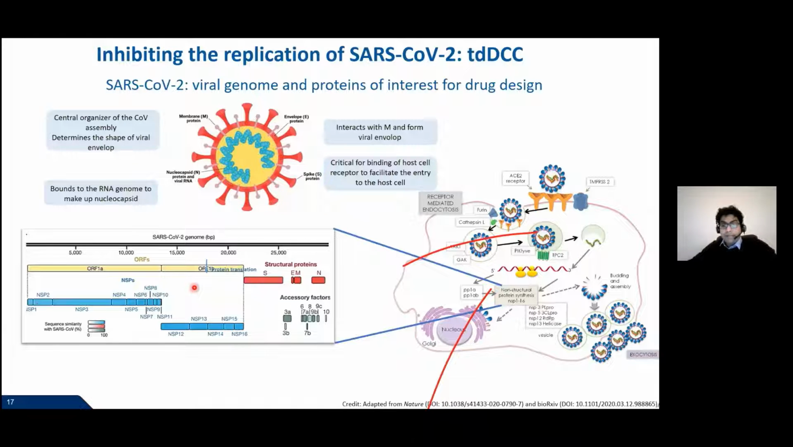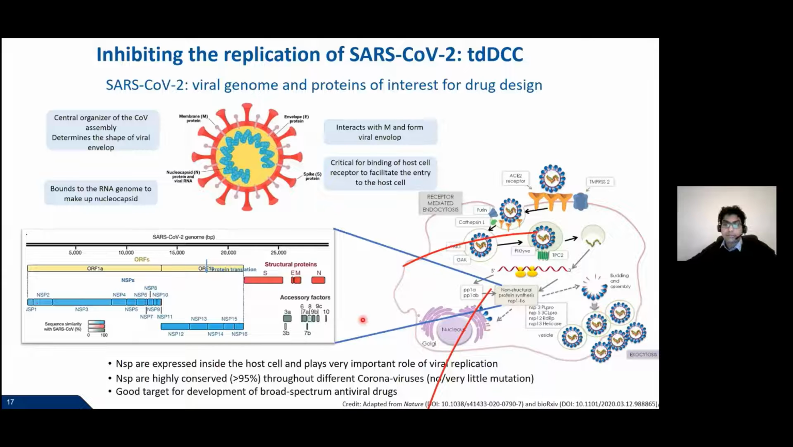So I will not go into each of these non-structural proteins and what their functions are, but I will show you 2 of them. As I already told you, these non-structural proteins are expressed inside the host cells and are very important for viral replication. So just remember, the non-structural proteins are responsible for replication of the virus, and the structural proteins are responsible either for entering into the host cell or for the assembly of the coronavirus, right? And one of the most important points which I want to highlight here is that all these non-structural proteins are highly conserved. What does highly conserved mean? Highly conserved throughout the different coronaviruses.